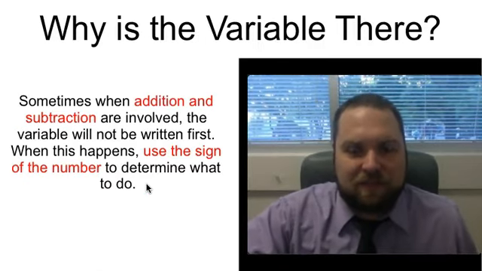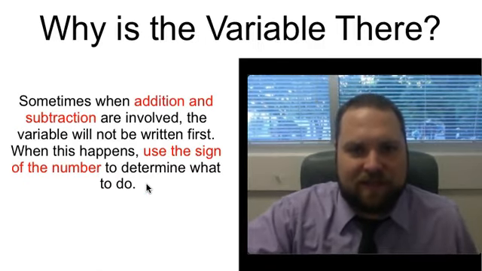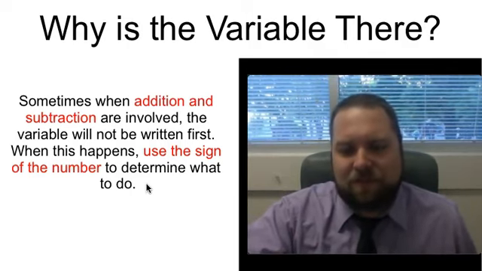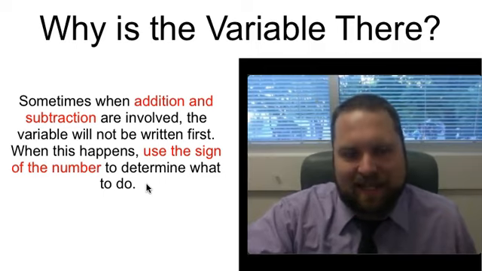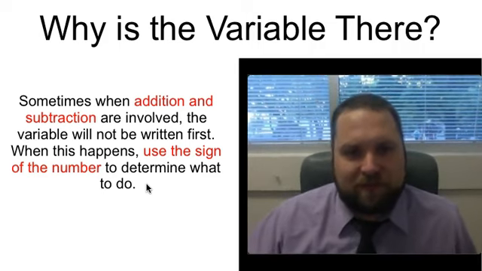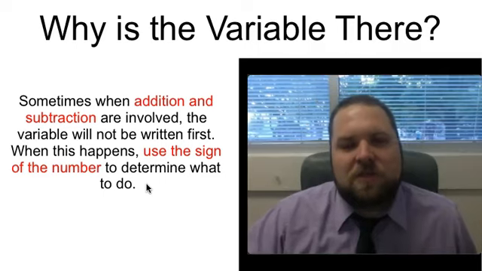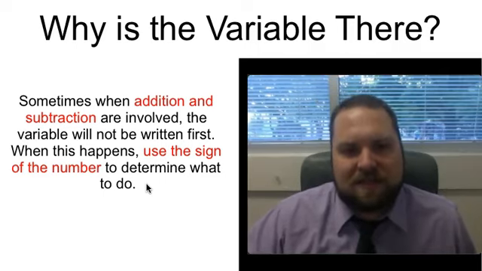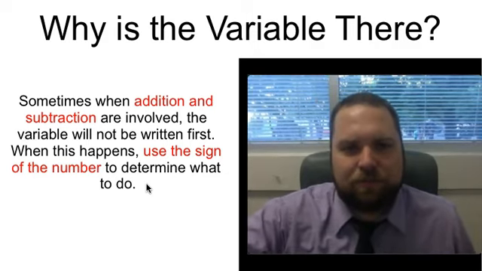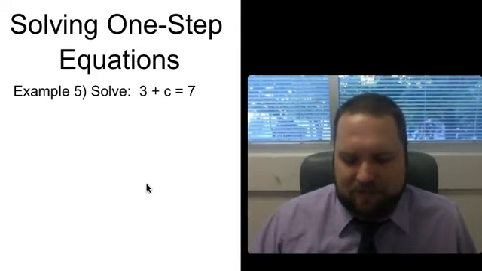Now, for the last and most mysterious part of the objective, what happens when the variable is the second addend? So when addition and subtraction are going down, we're most comfortable with the variable being written first. However, it doesn't always happen. So here's what we do. If the number is written first, we're going to use the sign of that number to tell us what to do. So let's look at this example.